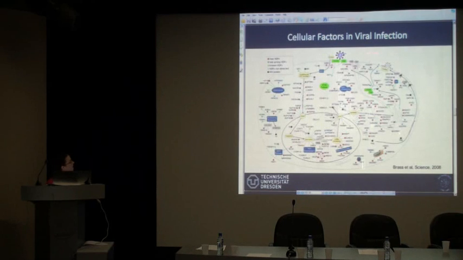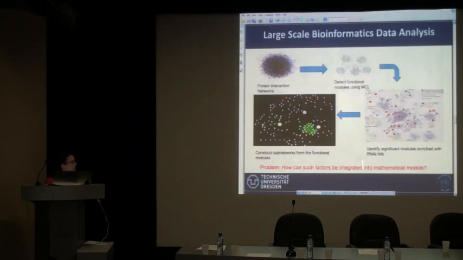So here you can see this is HIV now, the cellular factors involved in HIV, and as you can see, it's a big network, and a lot of bioinformatics has been used to establish this model. How to translate this into the model is obviously not easy. There are, for example, other things where you can use protein interaction networks, then you detect the functional modules, so not only which host factors are important, but where are the modules, so where in the cell is something ongoing.